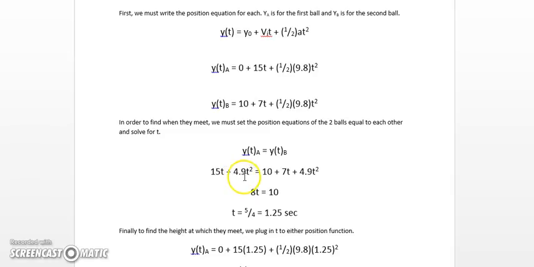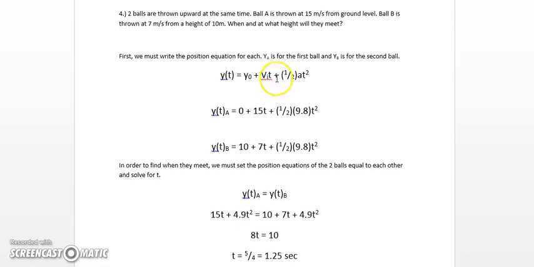We don't include the 0 because there's no need for a 0. So 15t plus 4.9 t squared, we simplified the 1/2 times 9.8, is equal to 10 plus 7t plus, once again, 4.9 t squared. Now all we do is simplify and combine like terms. We subtract 7t from 15t, giving us 8t. The 4.9 t squareds cancel out, so it's 10. So we get 8t is equal to 10. We divide by 8, and t is equal to 5/4 or 1.25 seconds.